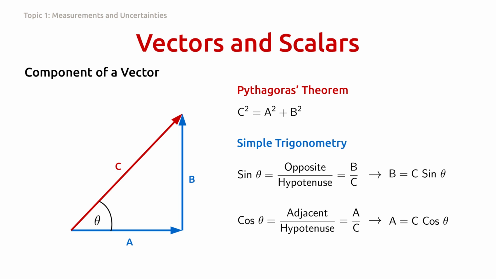Sin theta is equal to opposite over hypotenuse, or B over C in this example. And from here, B, which is the vertical component of C, is equal to C times sin theta. Cos theta is adjacent over hypotenuse, or A over C. And from this, the horizontal component A is obtained by multiplying C and cos theta.